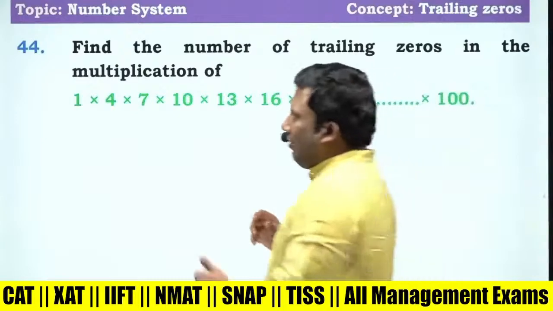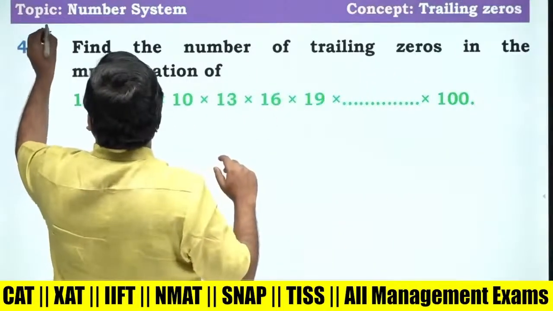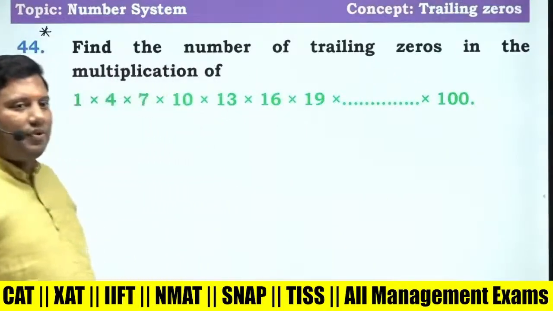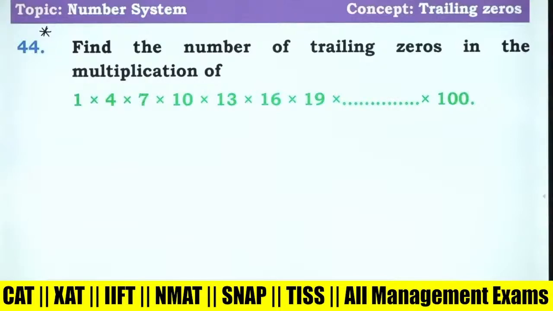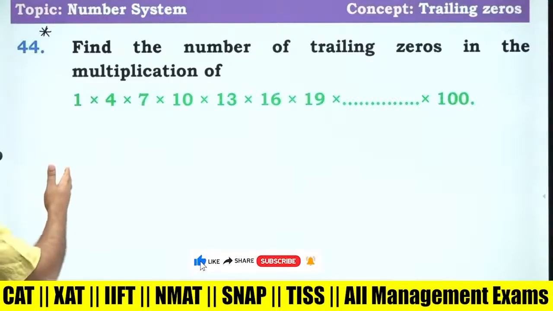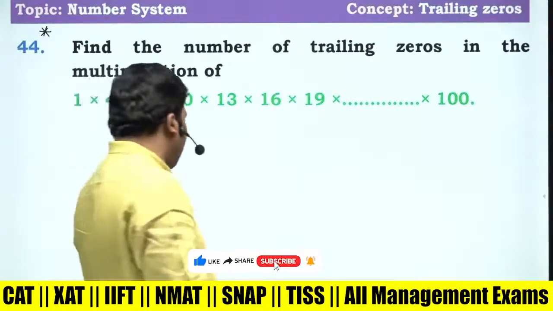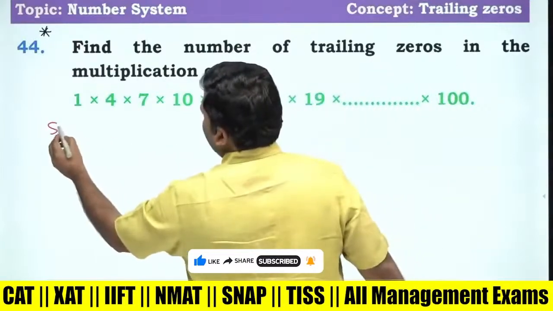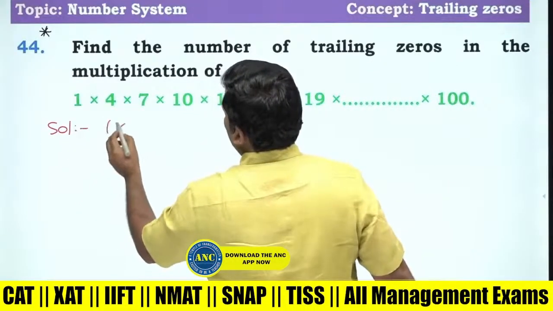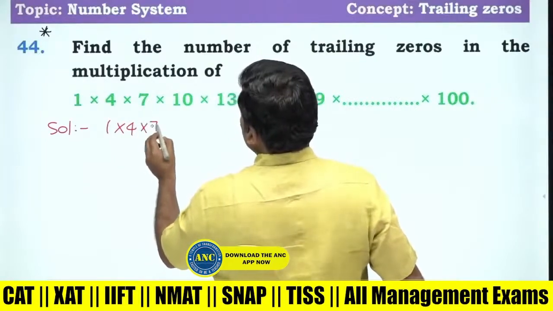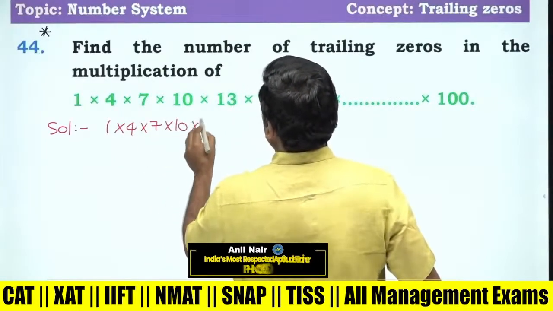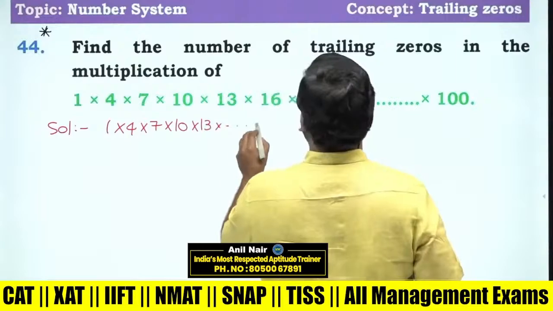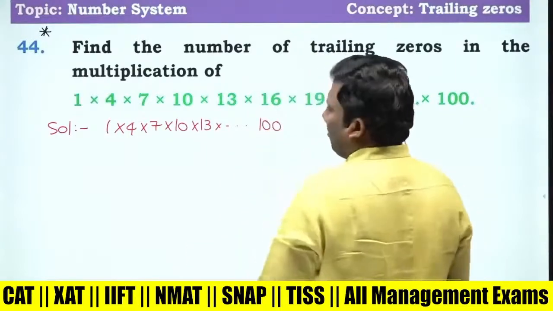If you observe, 44, keep a star mark, sir. Very, very good question it is. Find the number of trailing zeros. Trailing zeros means the number of zeros at the end. In the multiplication of a series that will be given. The series is 1 into 4 into 7 into 10 into 13 and so on up to 100.